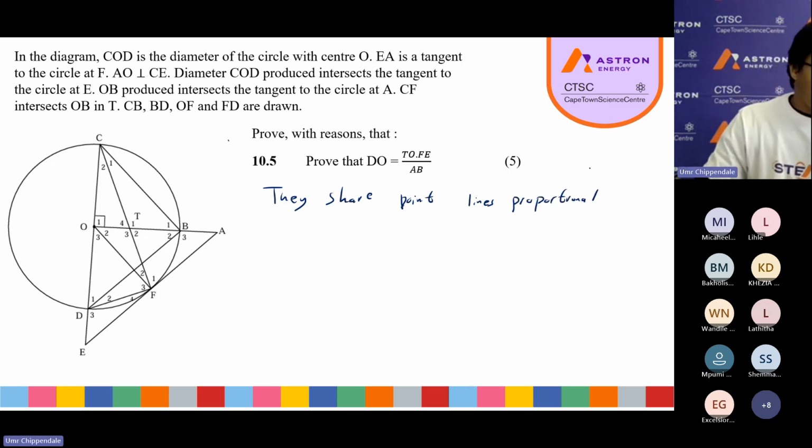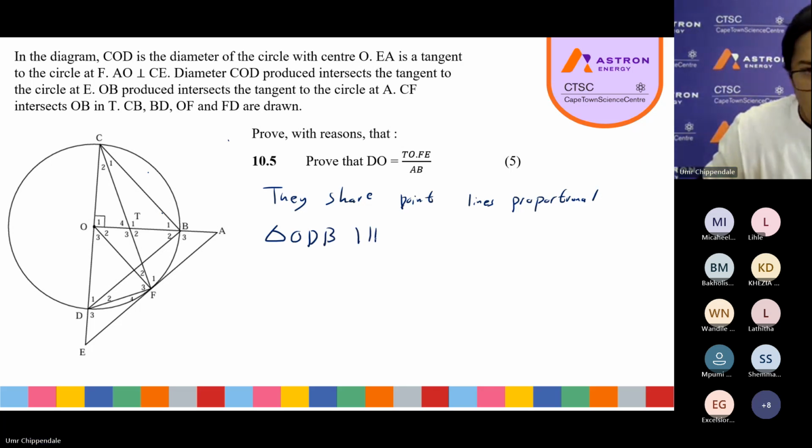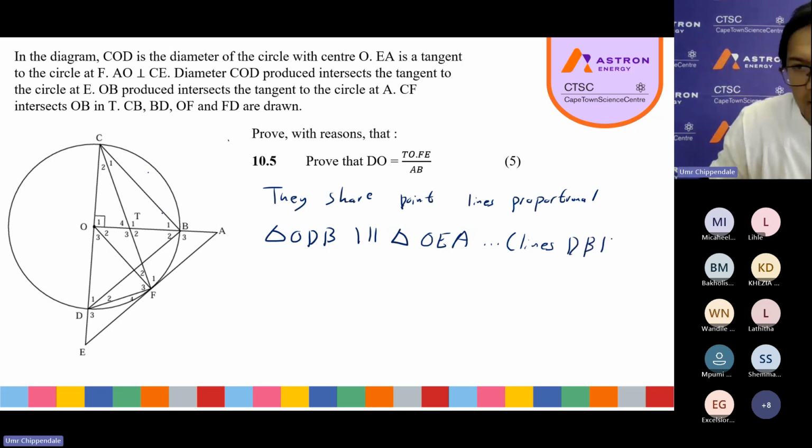Okay, so in that particular case, we can then say that our triangle ODB is similar to triangle OEA. And why? That is because the line DB is parallel to EA.